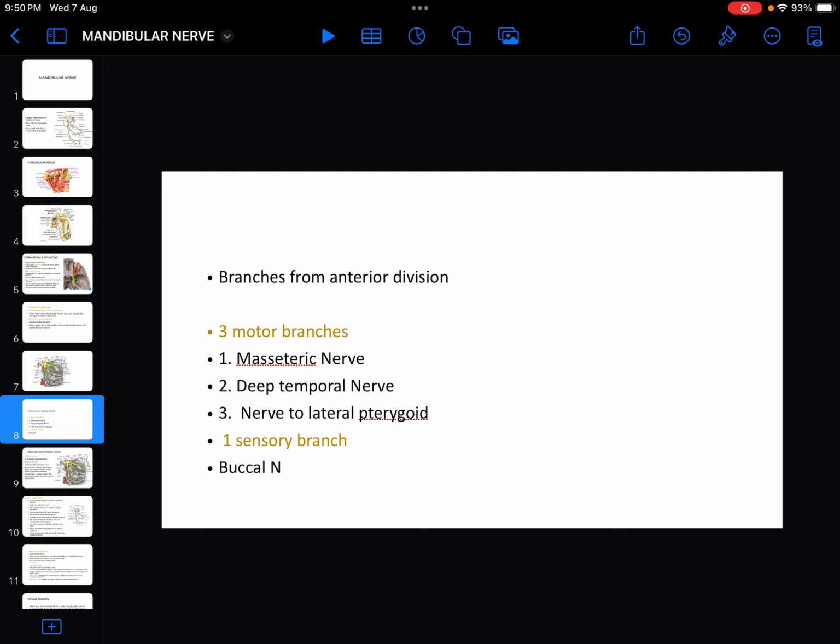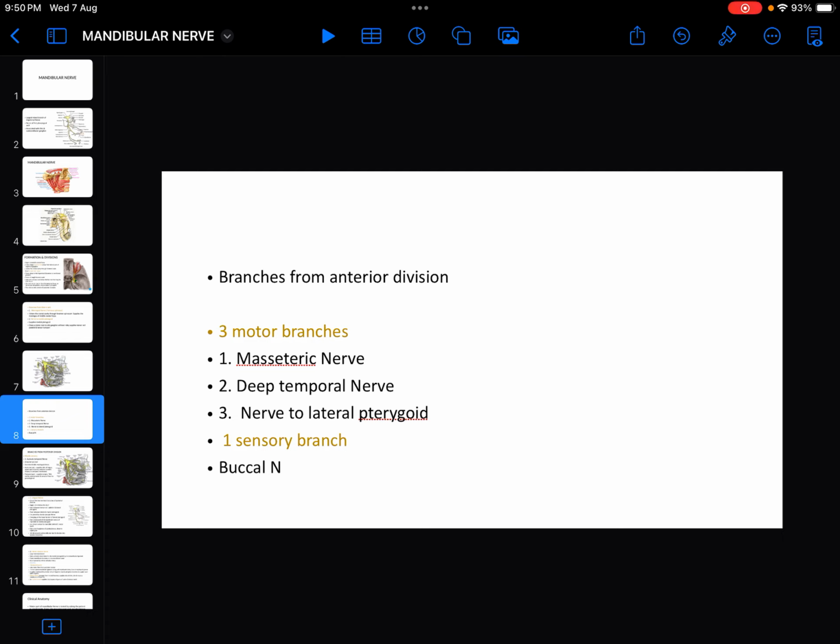The deep temporal nerve supplies the temporalis muscle. And the nerve to lateral pterygoid supplies the lateral pterygoid muscle. All these are the muscles of mastication. Then it has one sensory branch also, which is called the buccal nerve.